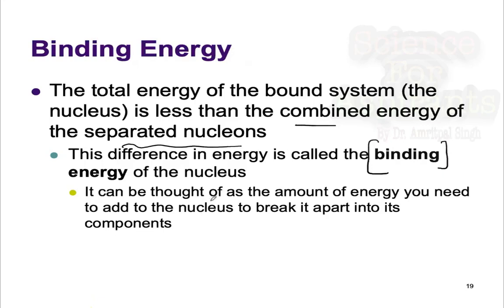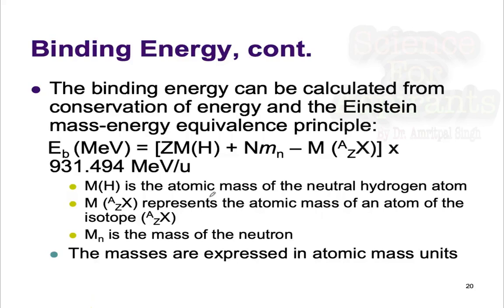Looking at it the other way around, the energy required to break a nucleus into its constituent nucleons is known as the binding energy of the nucleus. This is the formula, Einstein's famous mass-energy relationship, which we use in order to find the binding energy of a nucleus.